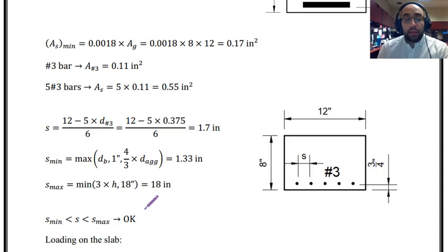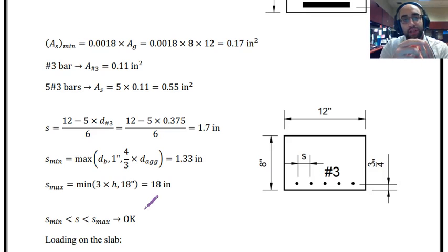In the examples that I solve for the beams and slabs, I always check the spacing based on the minimum requirement and maximum limit that we have from the code. There is also a third condition that we need to consider, and I believe so far you have thought about it, and by now you know what that third condition is, right?